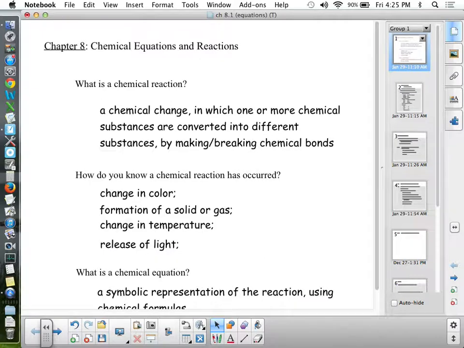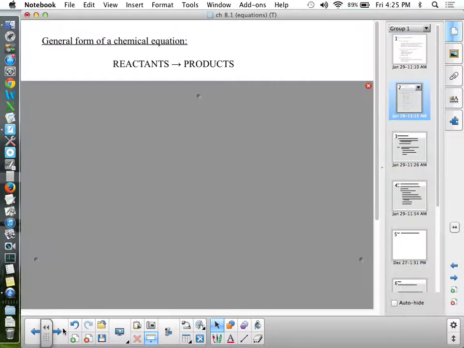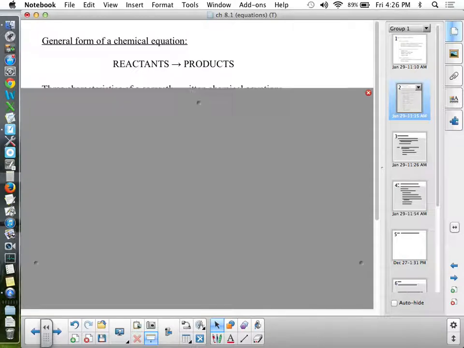The last question is, what is a chemical equation? Well, a reaction is what actually takes place in the laboratory. A chemical equation, on the other hand, is a symbolic representation of the reaction using chemical formulas to represent the substances that are reacting. Every chemical equation has the same generic form. We show on the left-hand side the formulas of all of the reactants, that is, those substances that you're starting with, an arrow pointing from left to right to indicate reacts or forms or yields, and then on the right-hand side of the arrow, the formulas of all of the products.